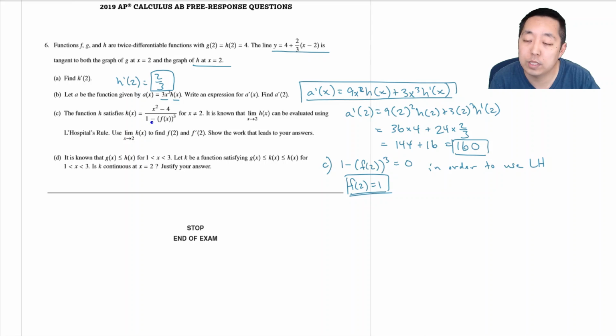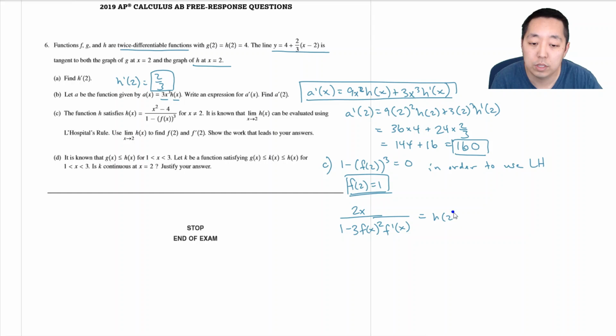Now we have to compute. Since it satisfies this, we have to say, well, what is L'Hopital's rule? I would take the derivative of the top over the derivative of the bottom: 1 minus 3 f of x squared f prime of x by chain rule. And because h of x is continuous, right, because it's a twice differentiable function, so it's continuous, it has to equal h of 2. h of 2 is 4, so this has to equal 4.